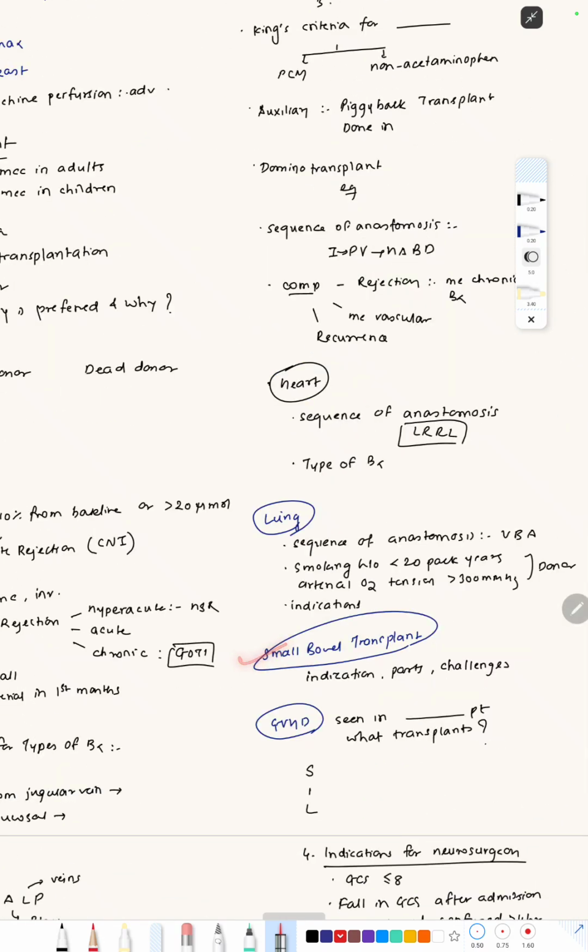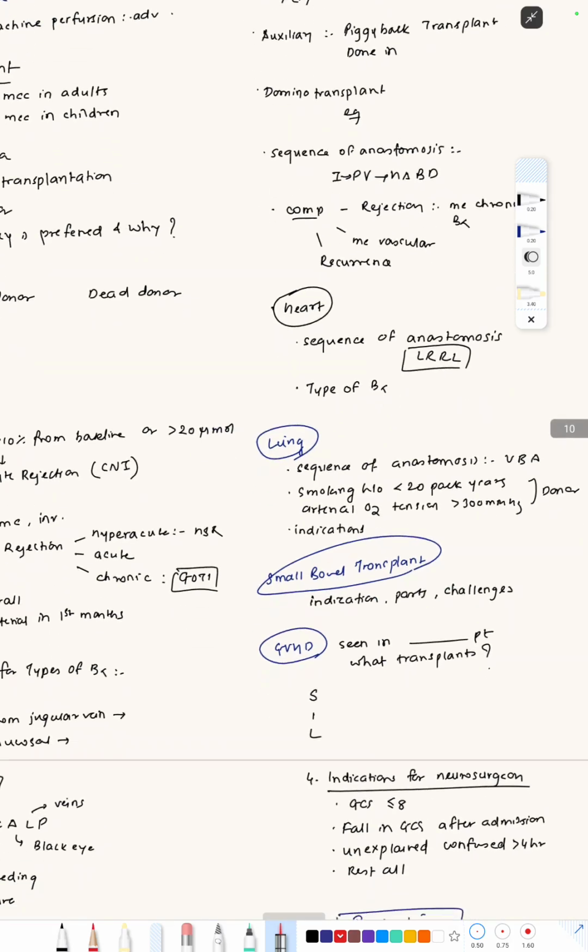Then next is the small bowel transplant. The indication for small bowel transplant is short bowel syndrome, wherein long-term parenteral nutrition is required. The parts that are transplanted are usually the jejunum and ileum. And the challenge is that there is going to be a lot of lymphoid tissue over here, and so there is increased risk of rejection and graft versus host reaction.